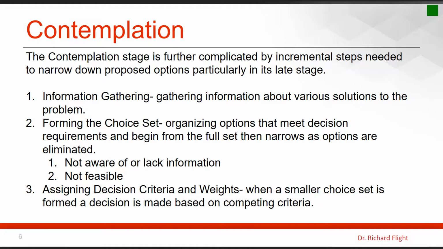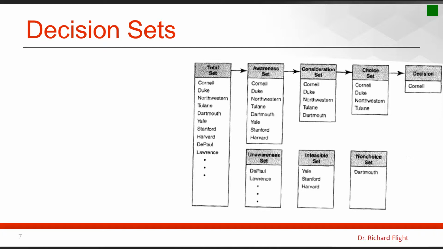Okay, that's kind of this idea where, within this contemplation stage again, we've got something that we call these decision sets. I mentioned choice sets, and so this choice set idea can actually be narrowed down in a little bit greater detail. And again, another illustration here. This is an illustration for a student who's thinking about going to college, and the total set is the set of all colleges. It's all the colleges out there.